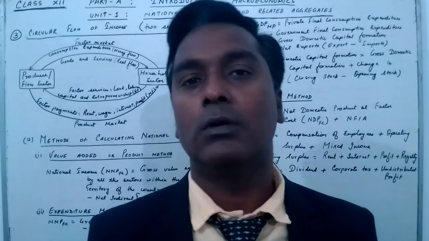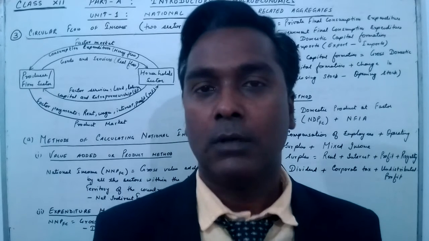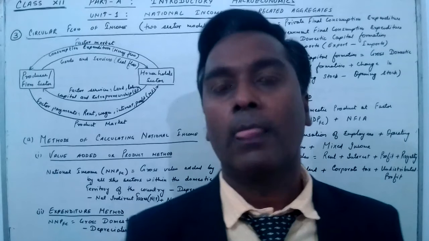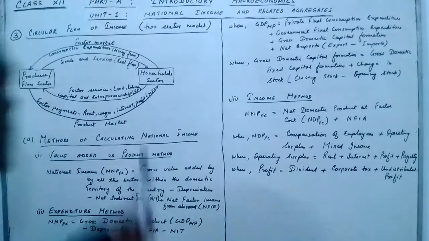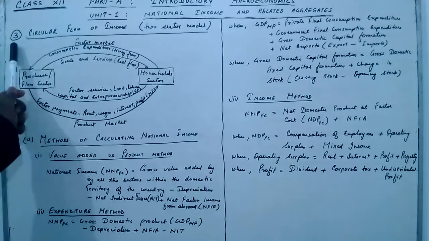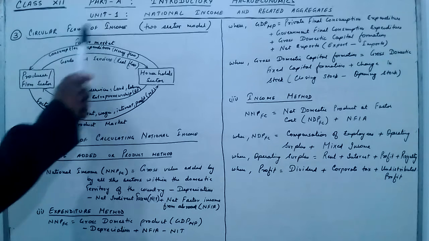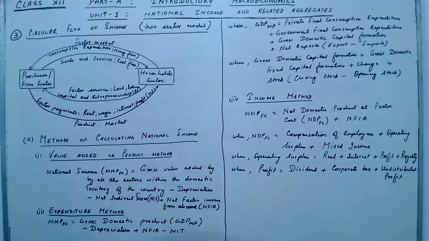In the first video, we studied the basic concepts of macroeconomics, and this is the second video on national income. The first two topics we have already studied. The third topic is the circular flow of national income, that is the two-sector model. Actually, in economics, there are four sectors of the economic model.